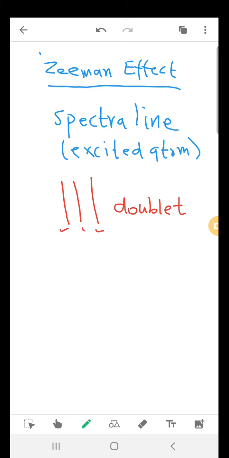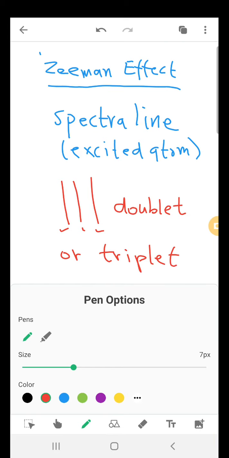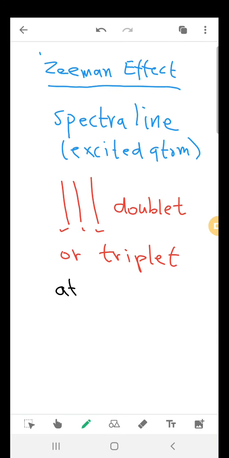Or it can also become a triplet. This will happen when the atom is placed in a magnetic field. This splitting of spectral lines is what we know as the Zeeman effect.